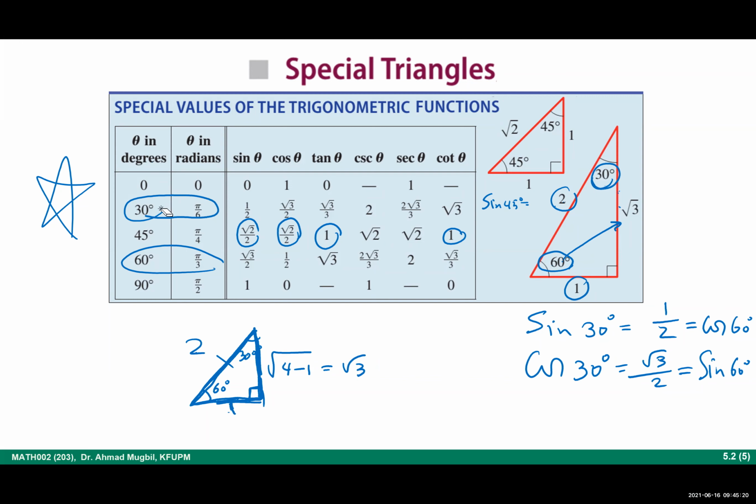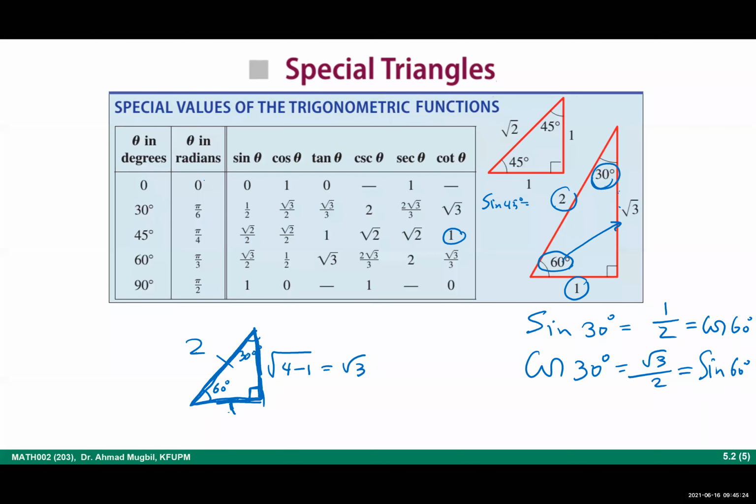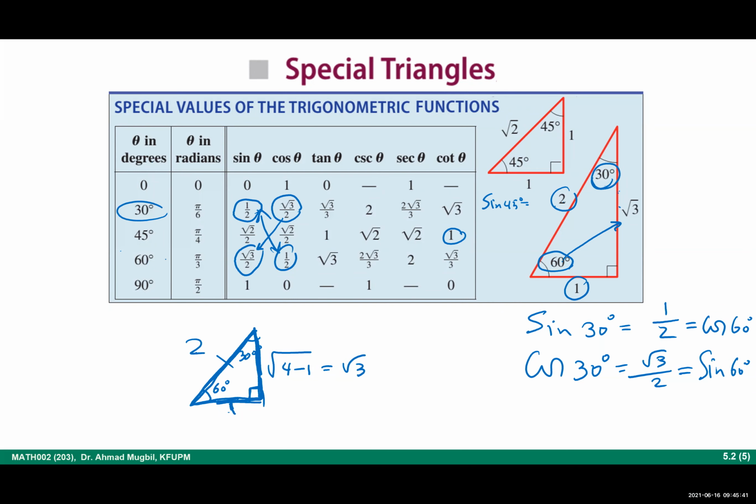So what is good about these two angles also, they are related to each other. Look, this is 30, this is 60. What is the sine of this? It is the cosine of that one. And the cosine of 30 is the sine of 60. Similarly for the other ratios, the tangent of this is the cotangent of this, and we will call these angles co-angles or co-functions later.